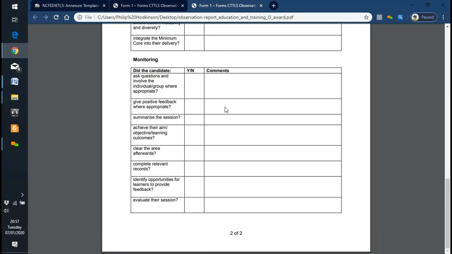Ask questions and involve the group where appropriate. Give positive feedback where appropriate. Summarise the session. Achieve the learning outcomes for that plan. Clear the area afterwards if that's relevant, and complete any relevant documentation or records. And again, this is the bit: identify opportunities for learners to provide feedback and then evaluate their session.